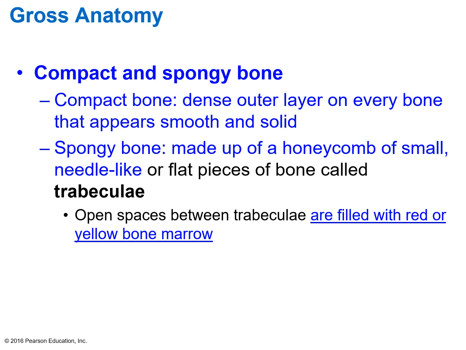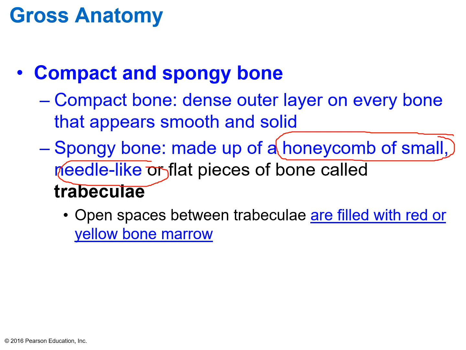Spongy bone is going to look almost like the sponge that you have sitting most likely by the kitchen sink, my apologies. It's going to be full of little cavities. I actually like the description in the PowerPoint. It says it's made of a honeycomb of small needle-like or flat pieces. And we call these extensions, these little pieces of bone, trabecula.